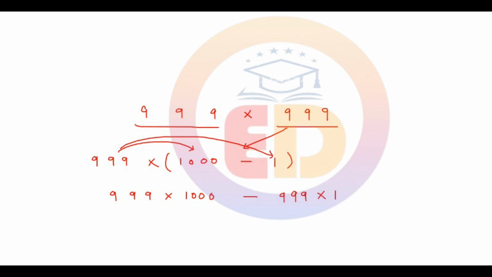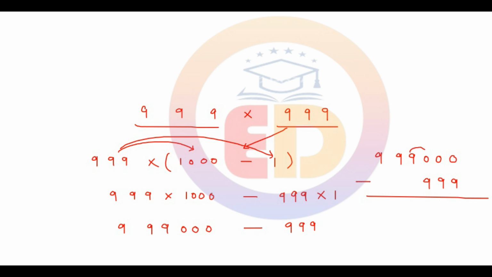999 by 1000 will give me 9,99,000. Minus 909 into 1 will give me only 999. And now by only subtracting these two numbers I will get my answer. I will do it here. 9,99,000 multiplied by 999.